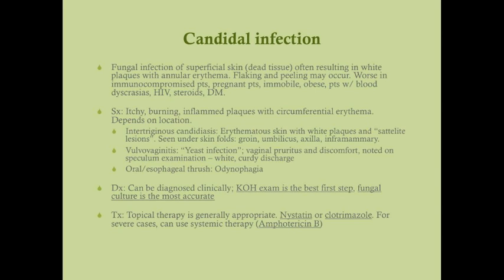So intertriginous candidiasis is, again, like we said, erythematous skin with white plaques and the satellite lesions. And what makes it intertriginous is that they're seen under skin folds, like the groin, the umbilicus, the axilla, or underneath the breasts. And you'll see this more in the obese because they've got more, to put it in an immature way, fat rolls that they can get moisture and darkness and heat, and that can grow this kind of fungus.